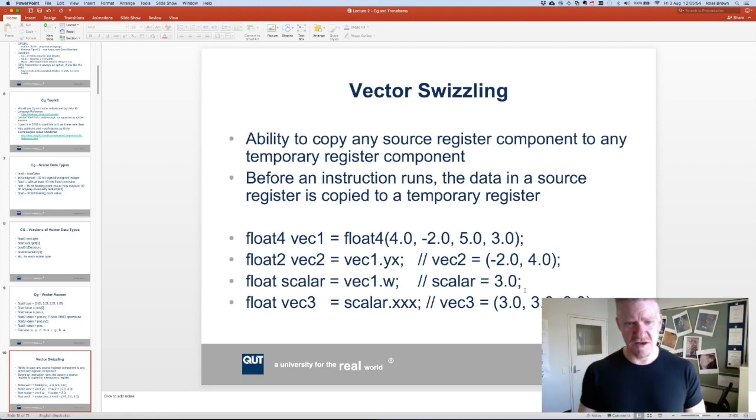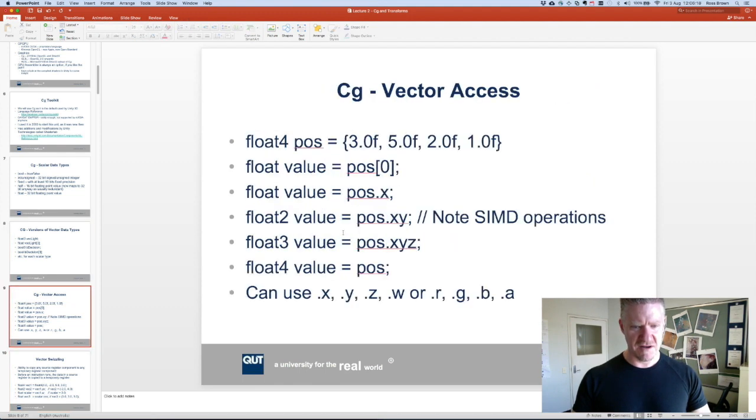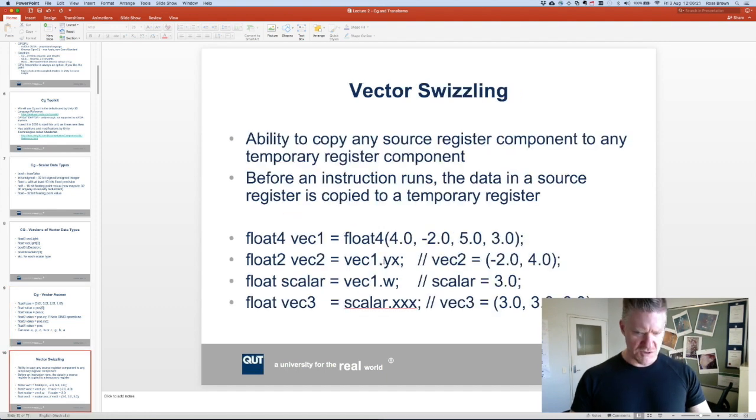Anyway, here with vector swizzling, we have the ability to copy any source register component to any temporary register component. So before the instruction runs, the data in the source register is copied to a temporary register and then put into its final location. That means you can switch them. And we see it here. We've got a vector that I've declared, a float4, just like I've done on the previous slide. But note that I've accessed the elements in a different order. I've put the Y first.